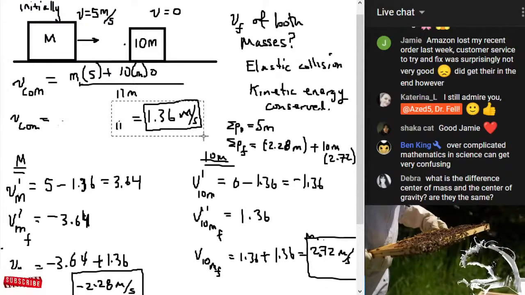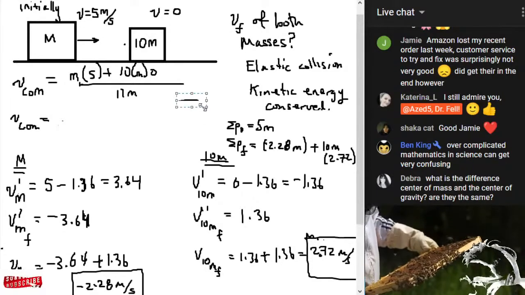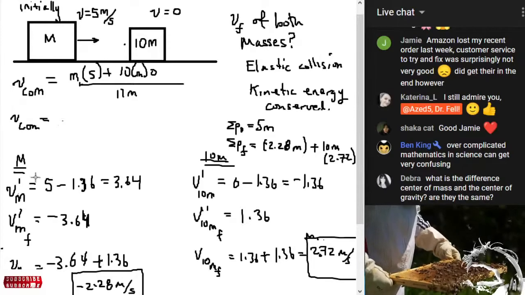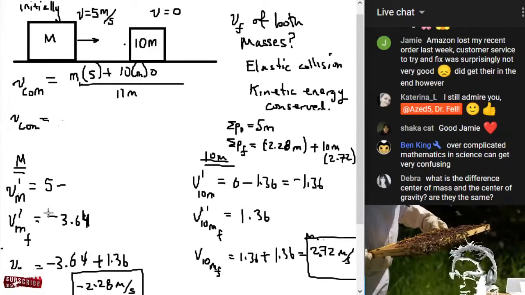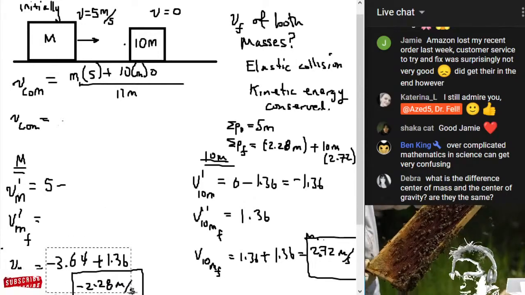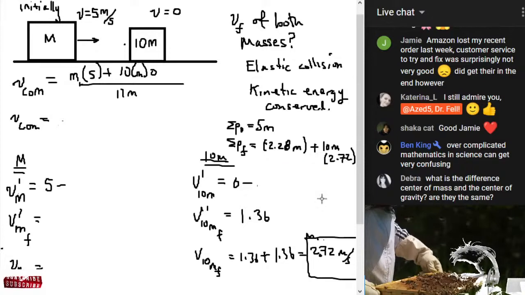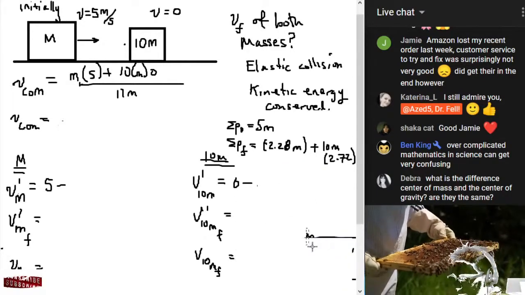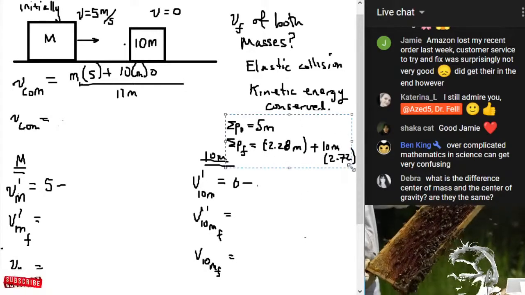That's how physics is, people. First 25 times you do a problem, it's wrong. Then you finally figure out what it is. All right, so let's just get rid of this. All of this. This is all wrong.